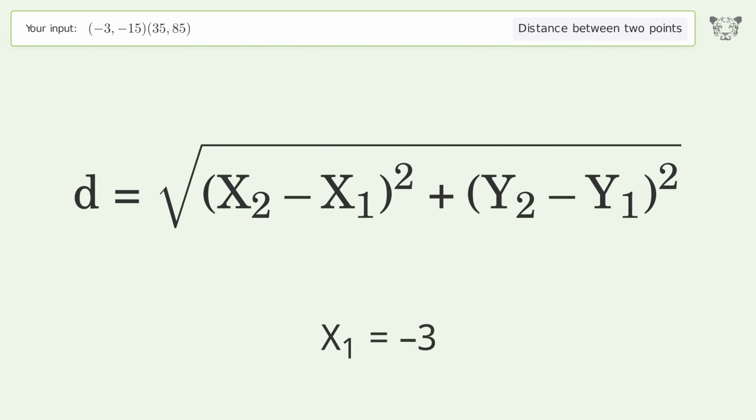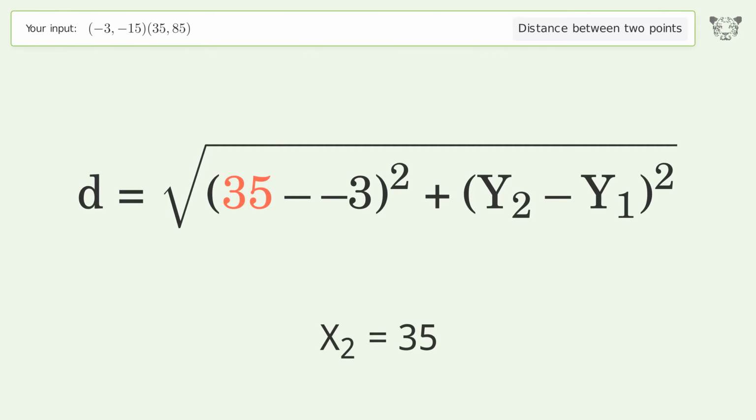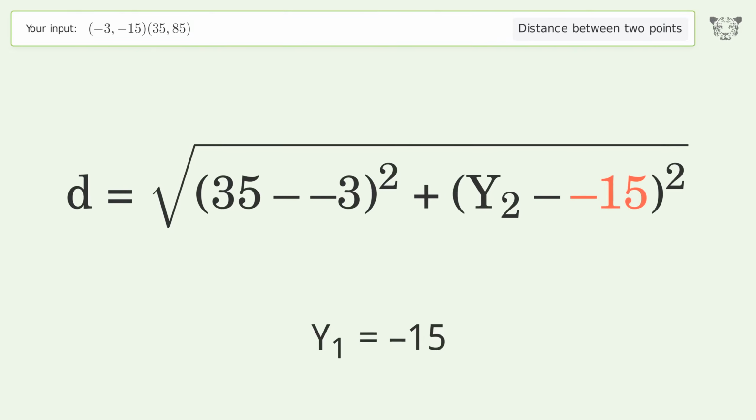x1 equals -3. x2 equals 35. y1 equals -15. y2 equals 85.